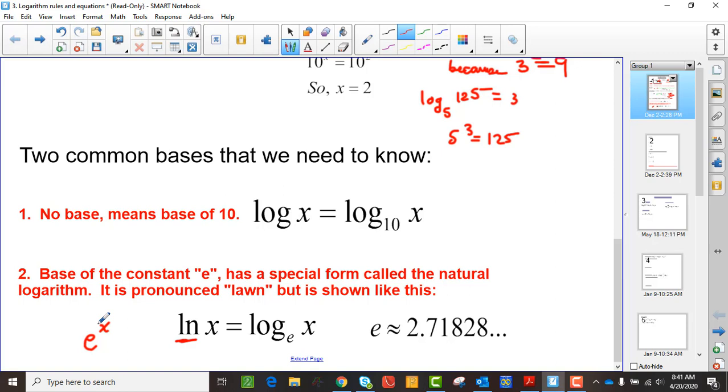It is pronounced ln of x. You'll see log x if it doesn't have a base, and sometimes it will, but if it doesn't have a base, it's base 10. And if it doesn't have log, it has ln instead, it's still a logarithm. It's just a logarithm base e.